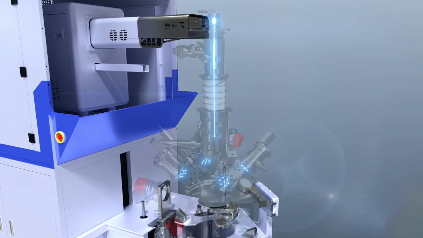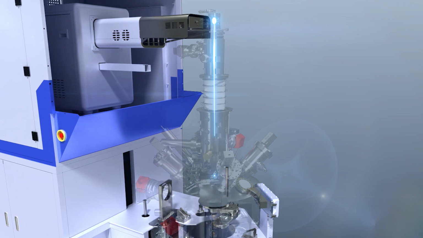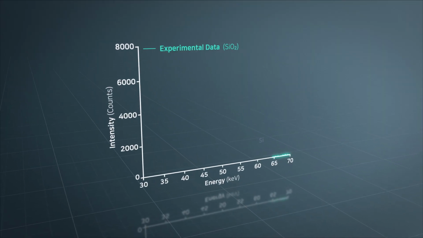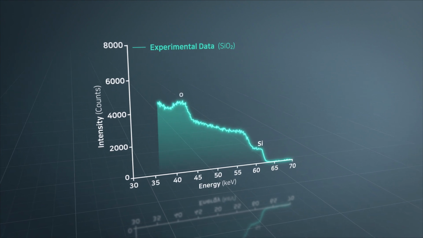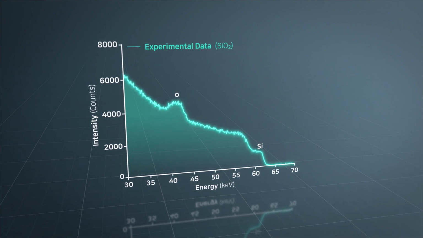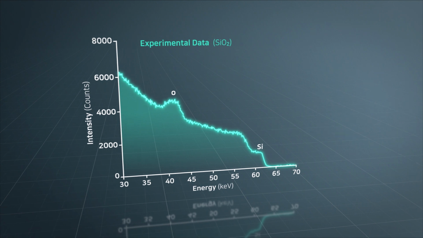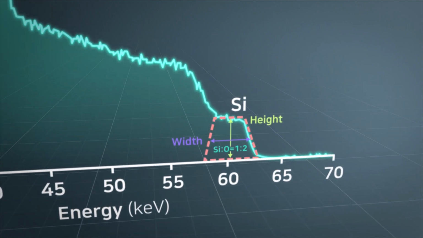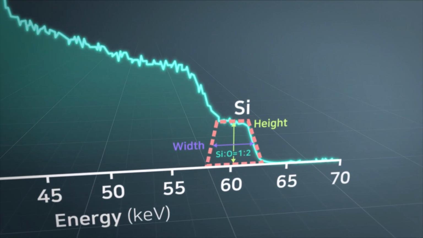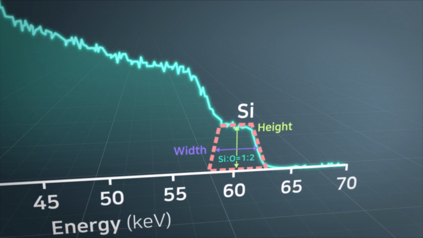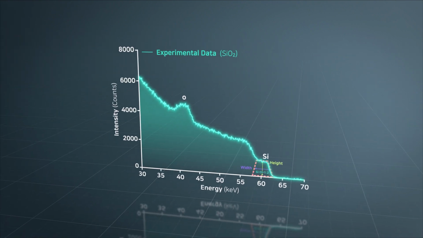TOF-MEIS can analyze the composition and thickness of various samples. This spectrum is the silicon oxide thin film spectrum, and the marked area is the silicon region of silicon oxide. The height indicates the silicon composition ratio, and the width indicates the thickness of silicon oxide.